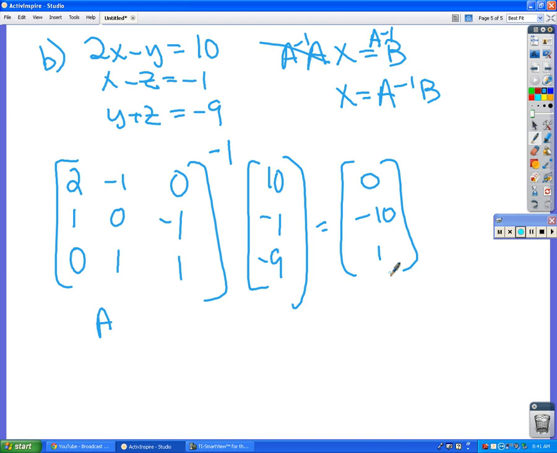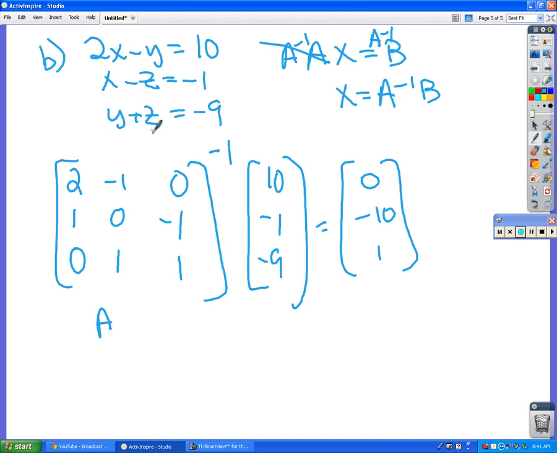And if you want to, you can check that. If I plug in 0 for X and negative 10 for Y, then I get 10, so that works. If I plug in 0 for X and 1 for Z, negative 1 equals negative 1, so that works. And if I plug in negative 10 for Y and 1 for Z, negative 10 plus 1 is negative 9, so that works also.